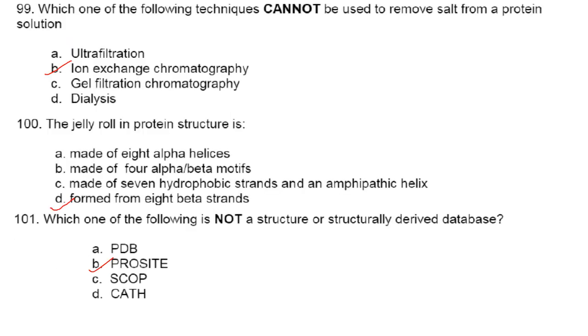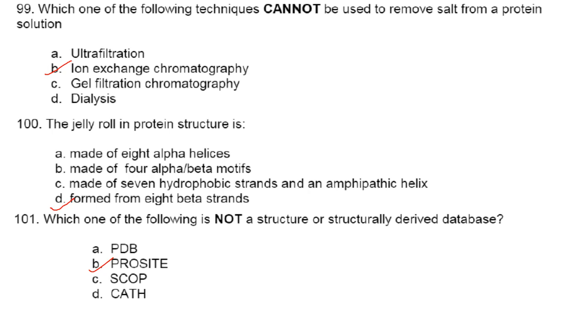Then which one of the following techniques cannot be used to remove salt from protein solution? So dialysis, it is a commonly used laboratory scale process to remove salt or reduce the salt concentration from a solution. Ultrafiltration is used for removal of salt. Desalting and buffer exchange use gel filtration chromatography to separate soluble macromolecules from smaller molecules. So which one is not used to remove salt from protein solution? It is ion exchange chromatography. Answer is B. The next one.